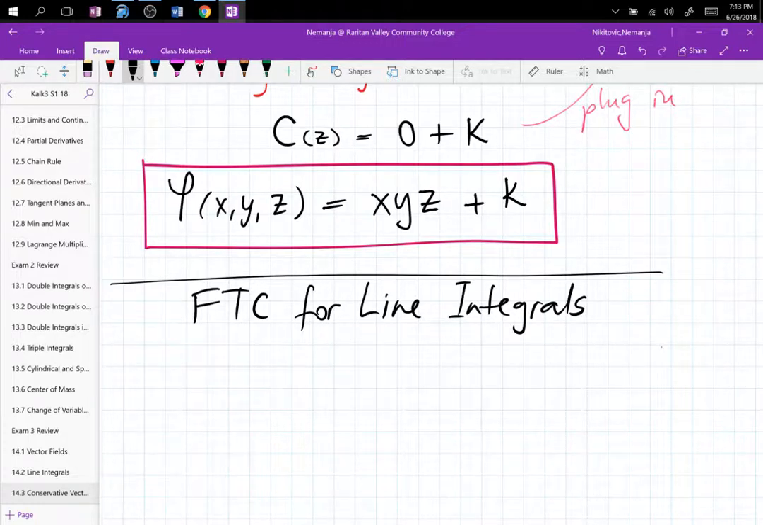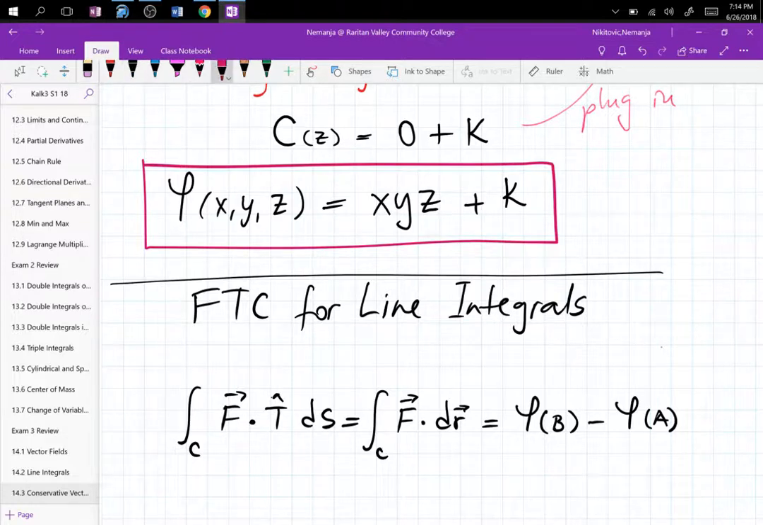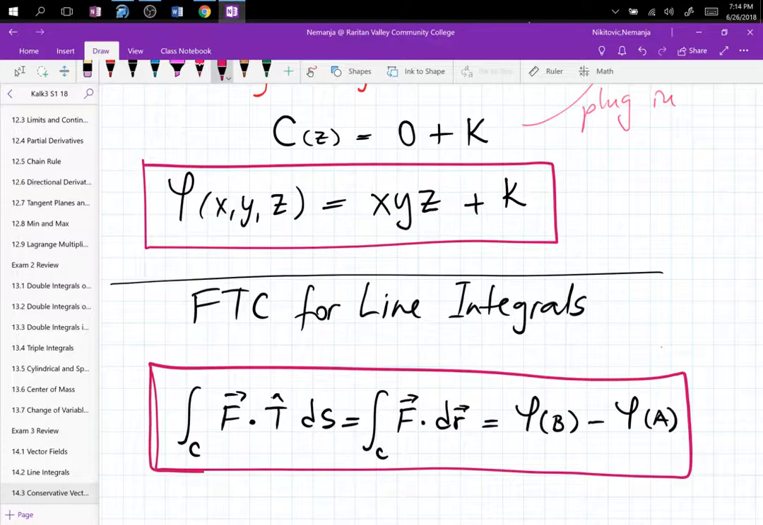The good old line integral from 14.2 for the vector field, given as F dot T ds, can be computed as the line integral F dr. We know that from yesterday's lecture, and that's simply phi of B minus phi of A, which is the subtraction that you get at the end. Now we're going to take a look at an example of this.